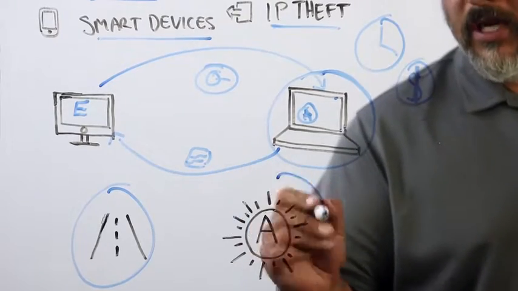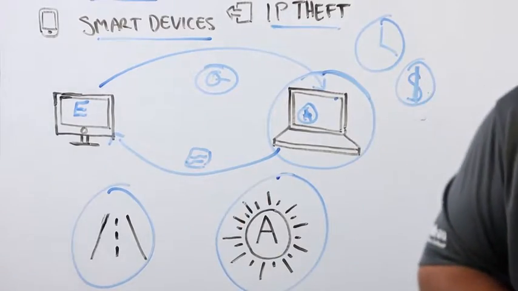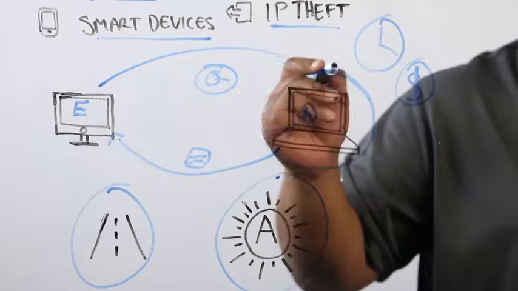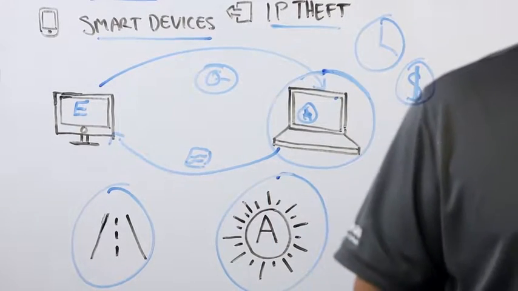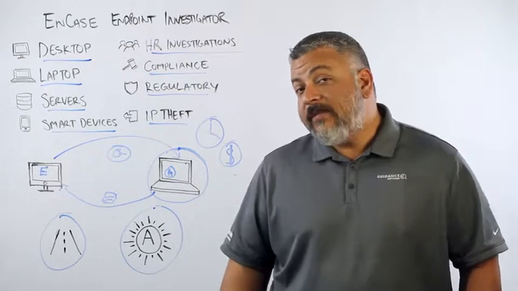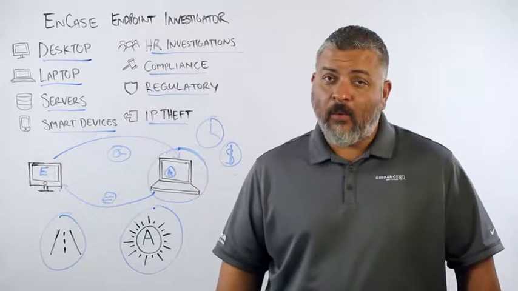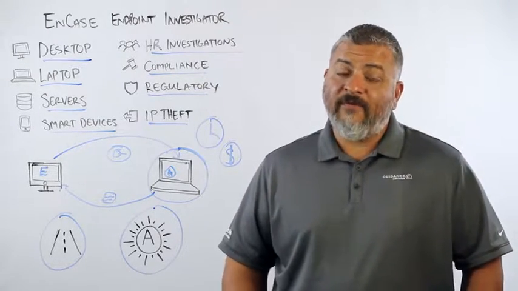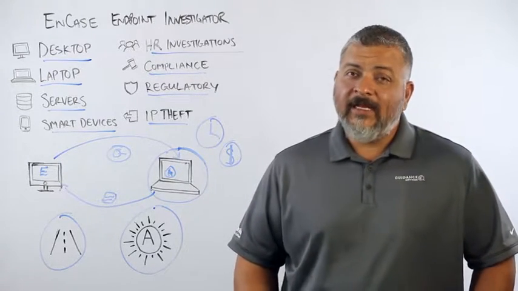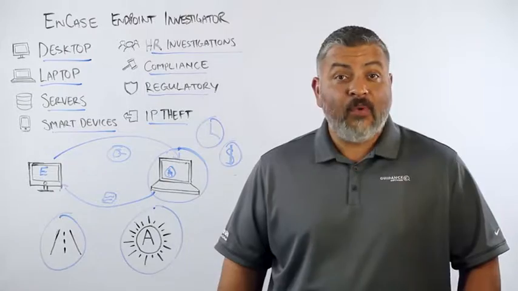The next feature I want to talk to you about is our enhanced agent. So what I explained a moment ago about how you would do a search and collection from an endpoint, that's going to be the way you're going to do that for the majority of your endpoints. But there's a certain subset of endpoints that are hardly ever on the network. So these are your salespeople, your field personnel. It's going to be very difficult, even with the Endpoint Investigator, to get consistent collections from those endpoints.